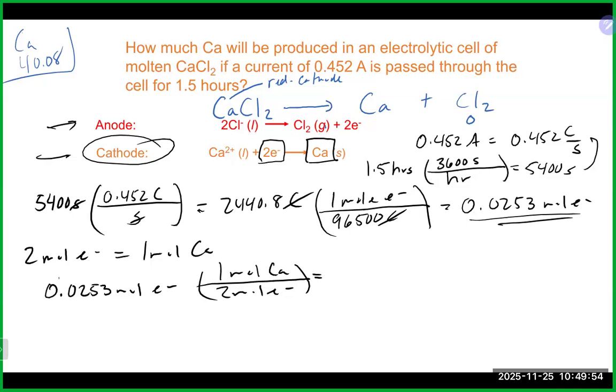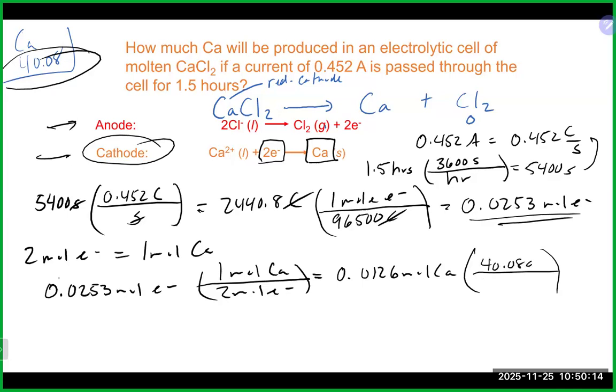And that will get us here divided by 2. Looks like 0.0126 moles of calcium. Here we're looking for how many grams, so we'll use the molar mass from the periodic table for calcium. And at this point, it looks like it is 40.08 grams per mole for calcium. And so we'll times that by 40.08. It looks like we will pick up something in the ballpark of 0.51 grams of calcium would be produced in this particular cell. Question.